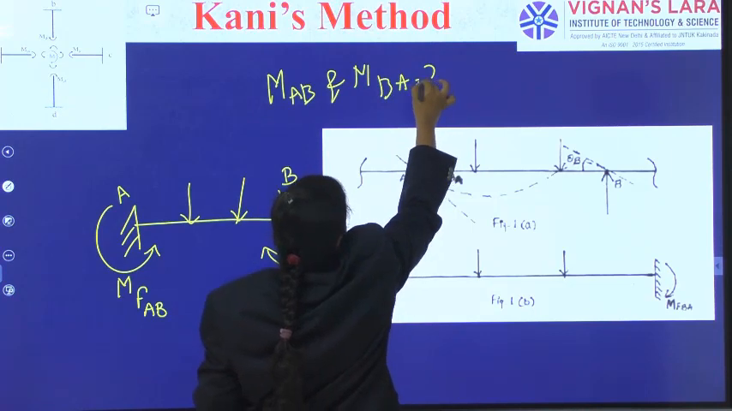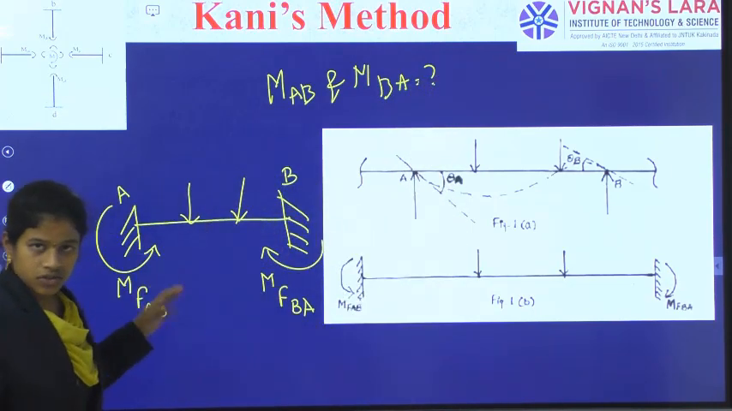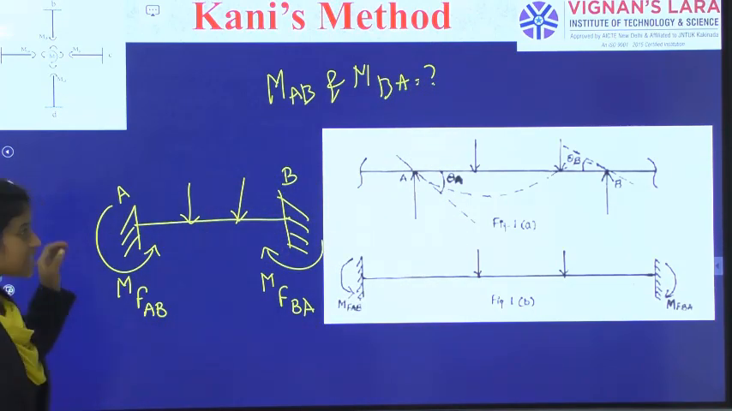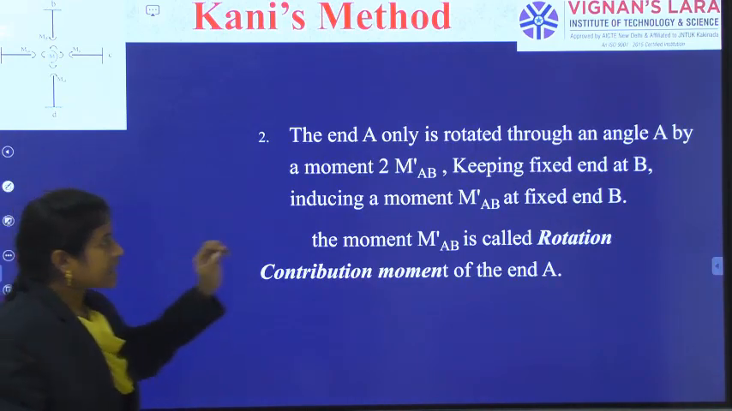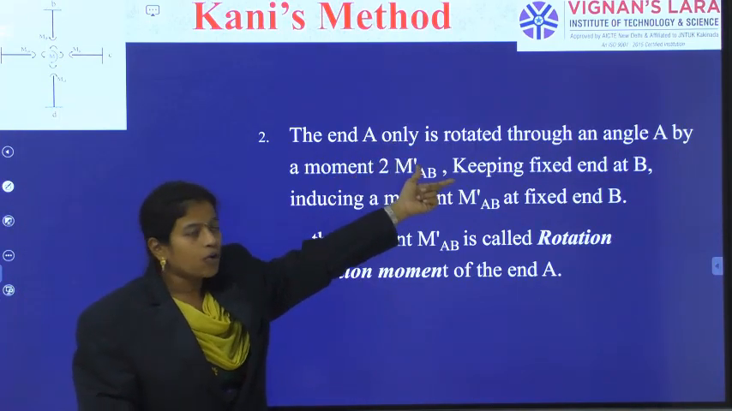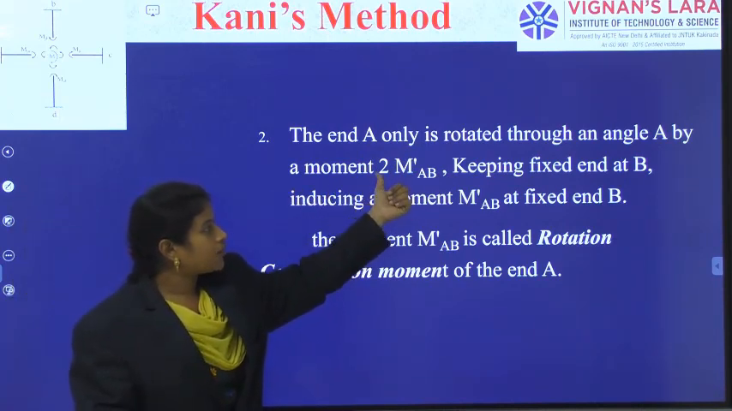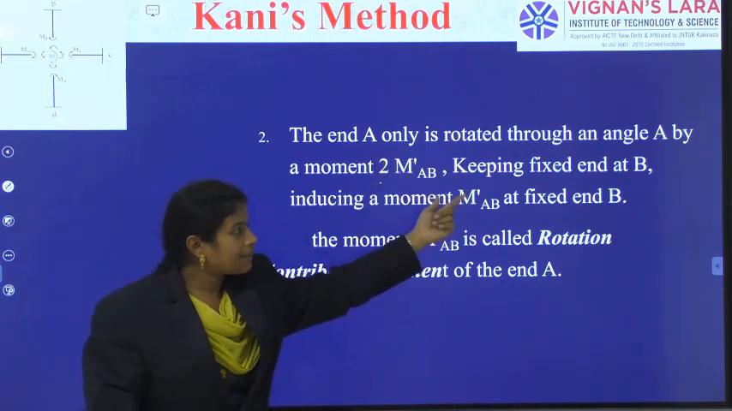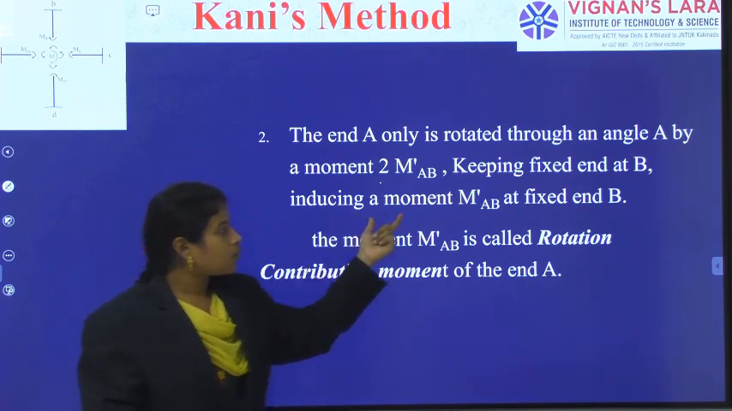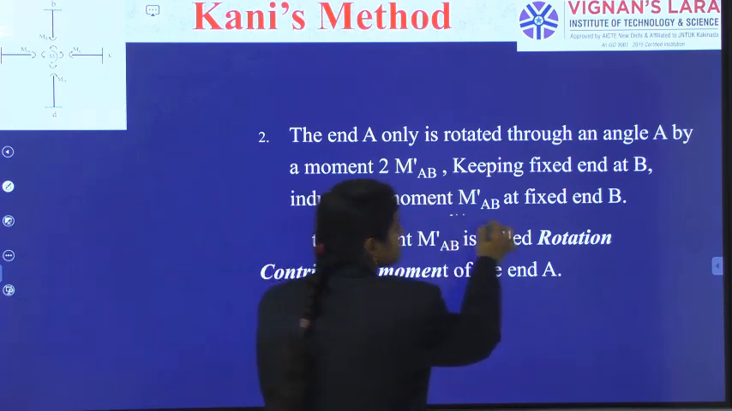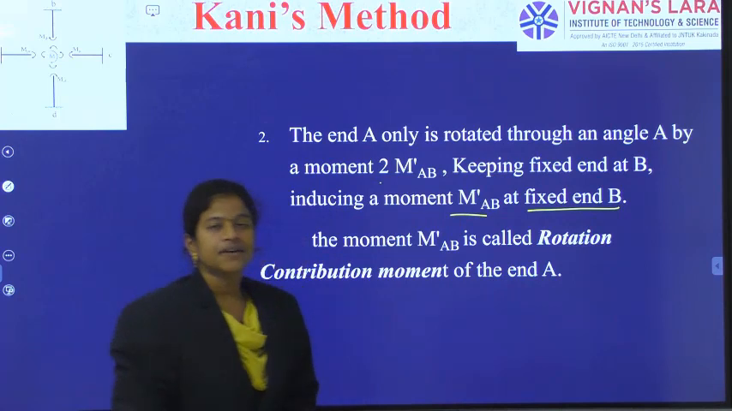What are the values that I should have to evaluate? Okay, so that is the first step. Next step. Next, the end A is only rotated through an angle theta A by a moment of 2M dash AB, keeping the fixed end at B. Now, the inducing moment M dash AB will be generated at the fixed end B.